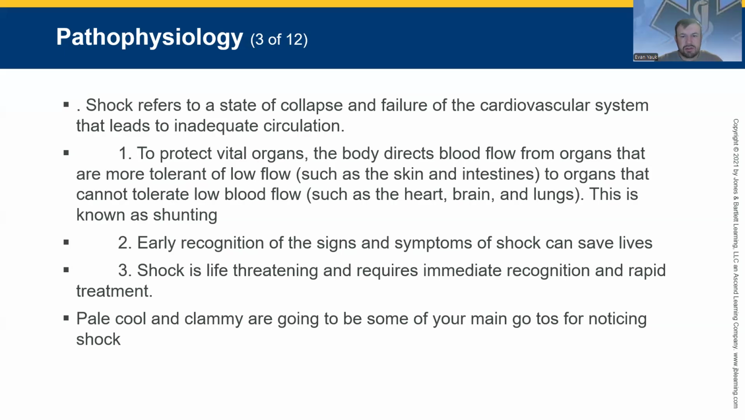To protect vital organs, the body directs blood flow from organs that are more tolerant of low flow, such as the skin and intestines, to the organs that cannot tolerate low blood flow, such as the heart, brain, and lungs. This is known as shunting. So our body will constrict our vessels that go to anything that doesn't need constant blood flow and pushes all the blood to the main organs, your heart and your lungs, and your brain.